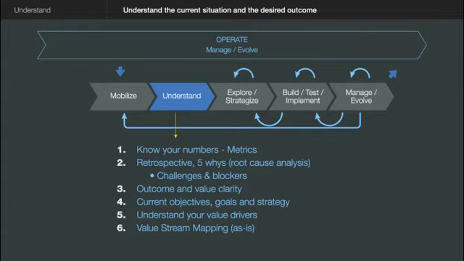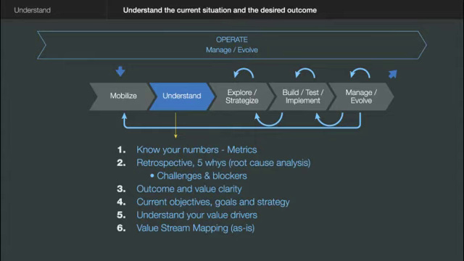So once we have mobilized the team for process improvement, the first set of workshop activities is to understand both the problem and the desired outcome. This has to be done long before you go into looking at solutions.